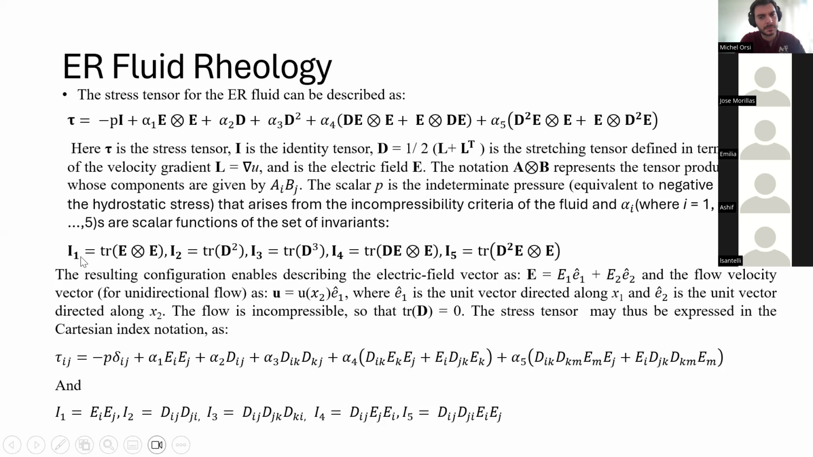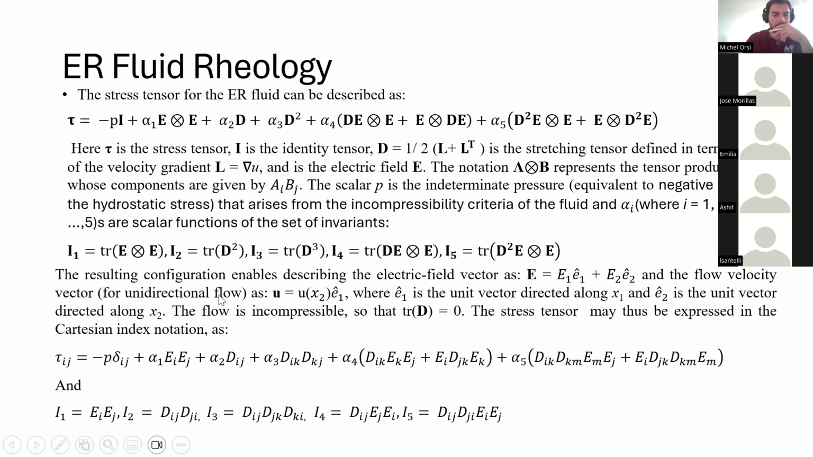And then we have I1 equals trace of E cross E, I2 equals trace of D square, I3 is trace of D cubed, I4 is trace of D E cross E, and I5 is trace of D square E cross E. The resultant configuration enables describing the electric field vector as E equals E1 small e1, where small e1 is in the direction of x1, plus E2 small e2, where small e2 is in the direction of x2.